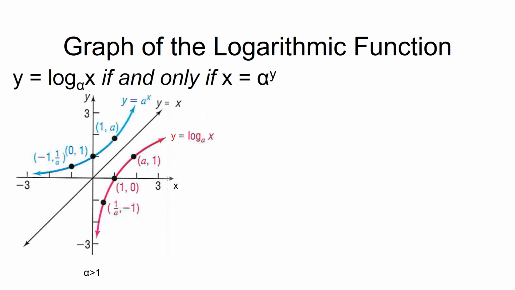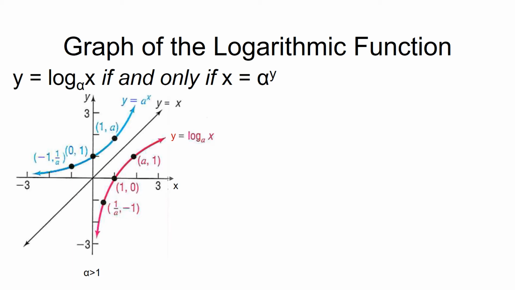So now let's look at the graph of a logarithmic function. We had already looked at the graph of the exponential function. And here we have the exponential function in blue, its graph, y is equal to a to the x. It's plotted here, and then the inverse function, y is equal to log base a of x, is graphed in red. And then the axis of symmetry, y equals x, is graphed here as well. And you can see that y is equal to log base a of x is the mirror image of the exponential function.